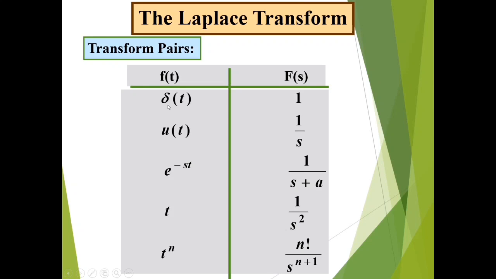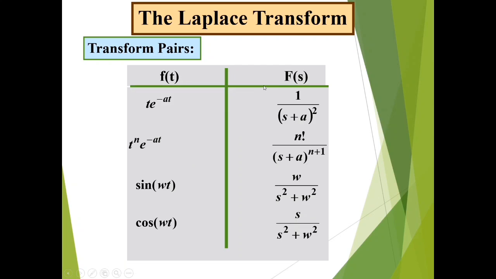On the left side we have all the f(t)'s, and on the right side we have the Laplace transform of the functions on the left side. That is, L of delta of t is 1, L of u of t is 1 by s, L of e power minus at is 1 by s plus a, L of t is 1 by s square, L of t power n is n factorial by s power n plus 1.